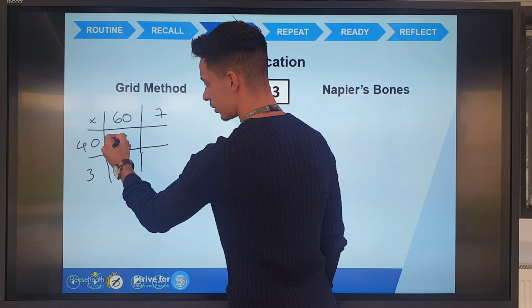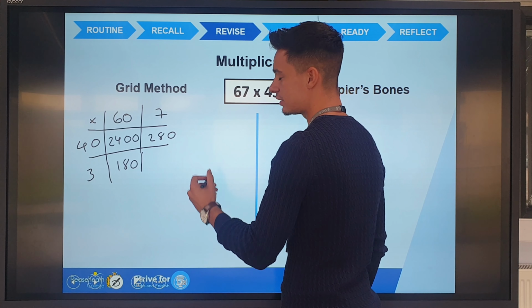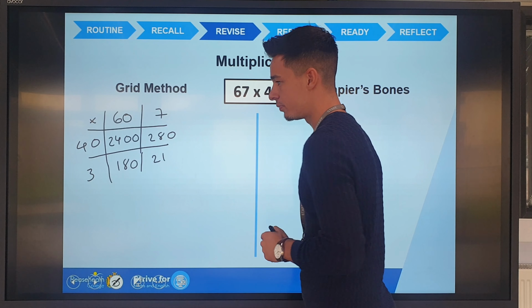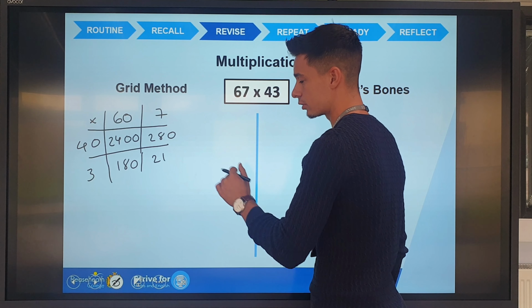Now I've got two zeros, so I put those two zeros into the answer. 7 times 4 is 28. I have one zero, so I'm going to put a 0 in there. 3 times 6 is 18. I've got one 0, so I'm going to put a 0 in there. 3 times 7, 21. At this point in the exam, if you've got that filled in, you'd have picked yourself up a full mark. So that's a good place to be.